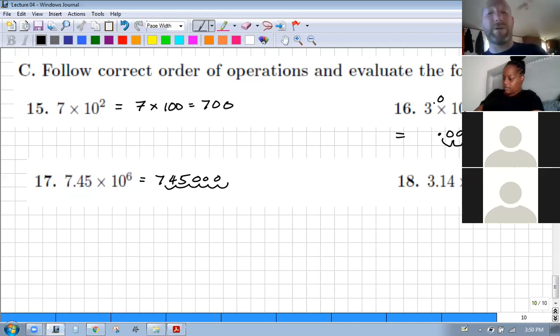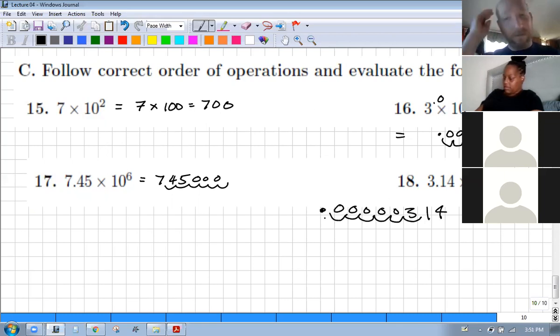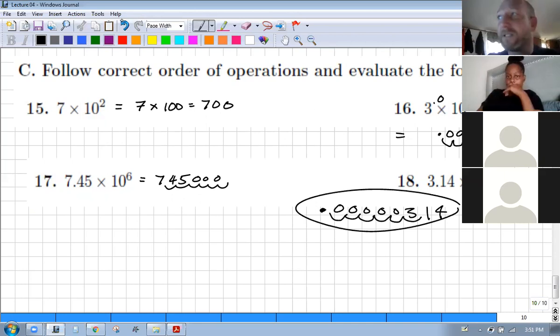So 745,000. This guy, we need to move the decimal, oops, to the left 6 times. So it starts here. We go 1, 2, 3, 4, 5, 6. All right. The 10 to the -6 makes this a really small number because you're dividing by 10 over and over again.